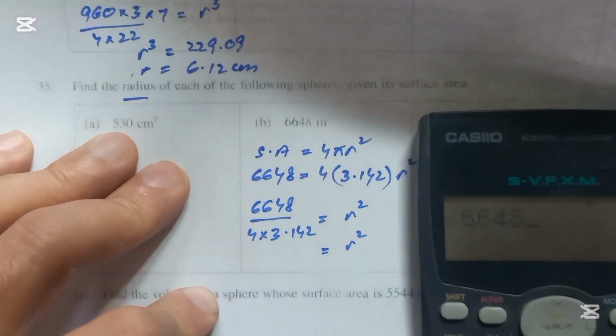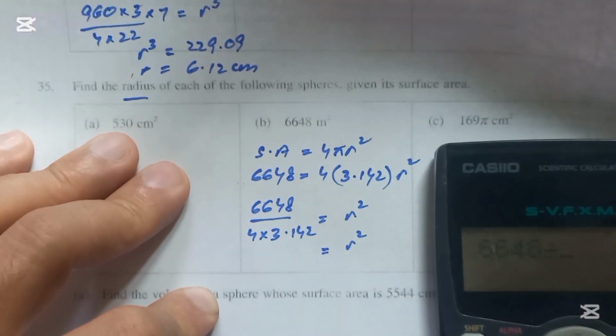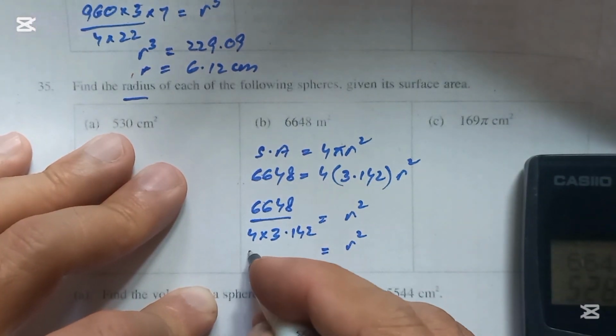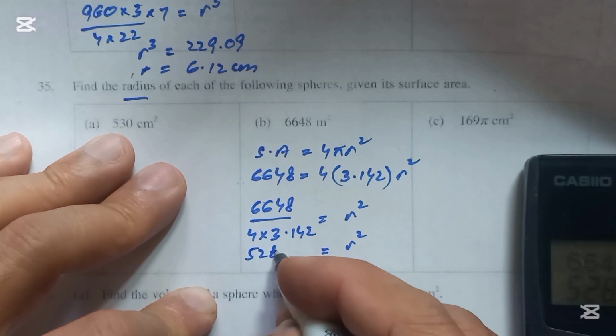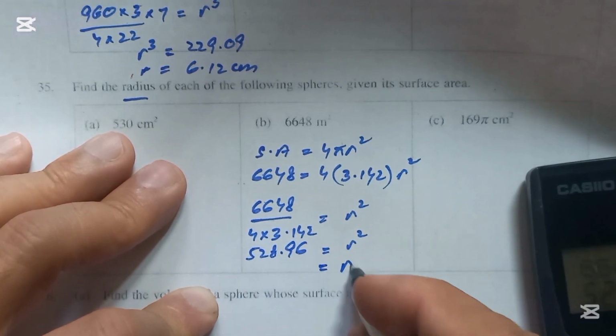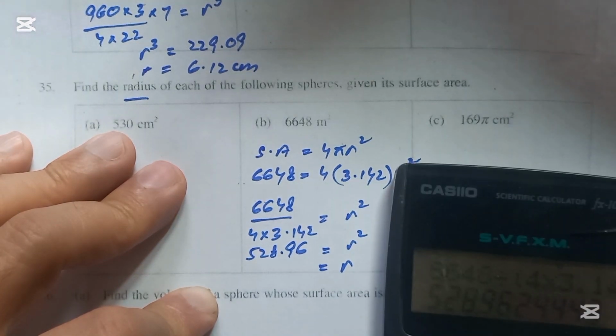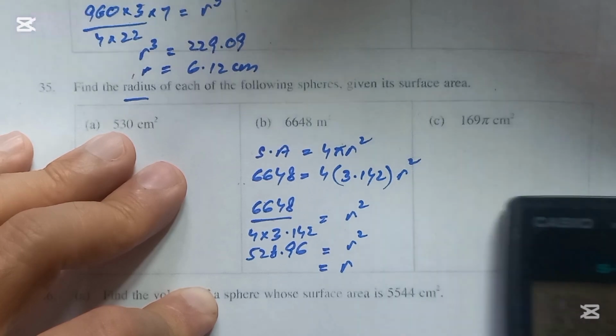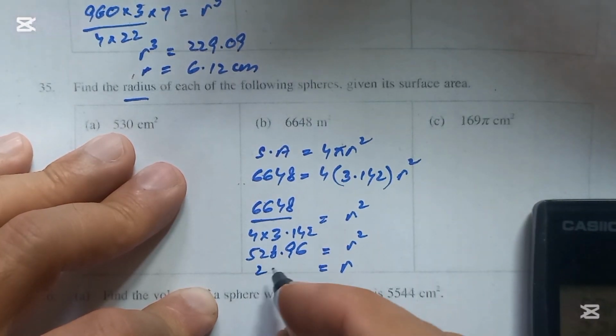6648 divided by 4 multiplied by 3.142. The answer is 528.96. Now take the square root of both sides to get the value of r. So r is 23 and the unit will be meter.